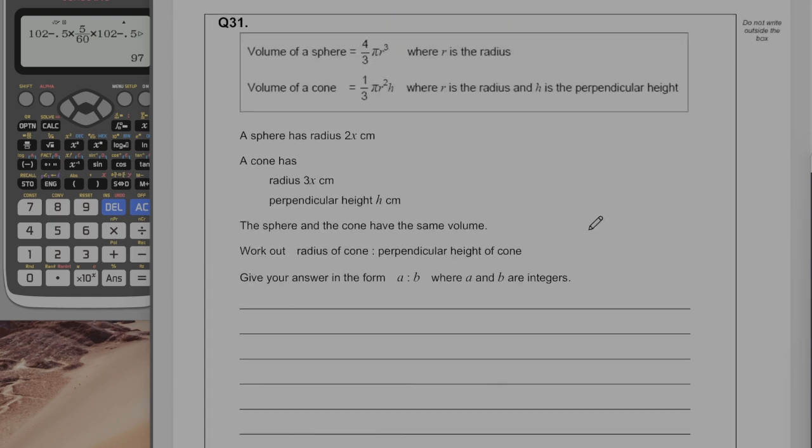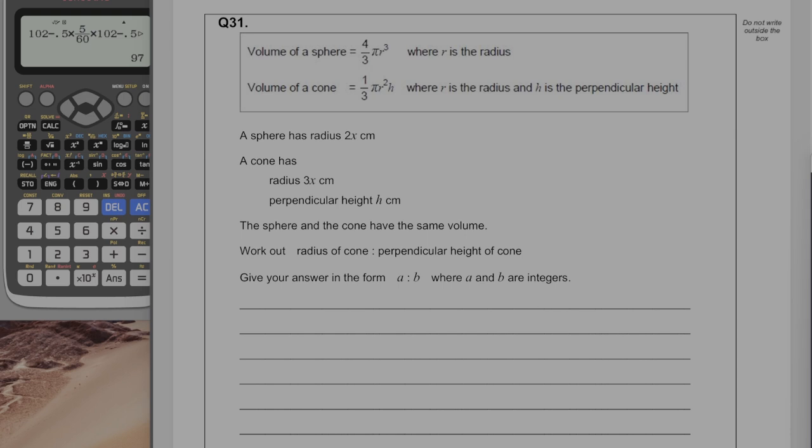Okay, question 31. The volume of a sphere is, volume of a cone is, the sphere has a radius of 2x, the cone has a radius of 3x, a perpendicular height of h. The sphere and the cone have the same volume. Work out the radius of the cone to the perpendicular height of the cone, giving your answer in the form a to b, where a and b are integers.